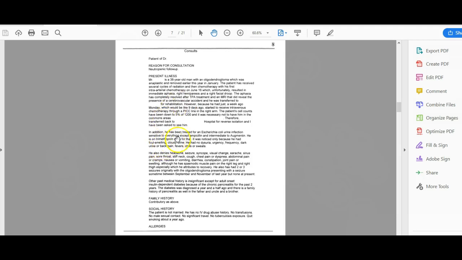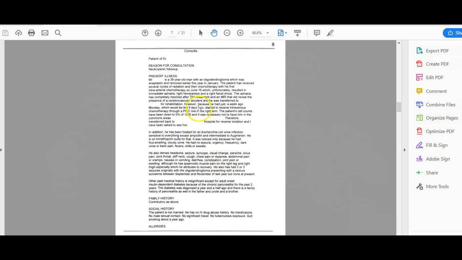Then it says, in addition, he has been treated for Escherichia coli urine infection, so that's E. coli, sensitive to everything except ampicillin and intermediate to Augmentin. He is on trimethoprim sulfa for that. It was noticed only because he had foul-smelling, cloudy urine. He had no dysuria, urgency, frequency, dark urine, or back pain, fevers, chills, or sweats. So we're also going to code the urinary tract infection due to the E. coli because that's something that they're currently treating.